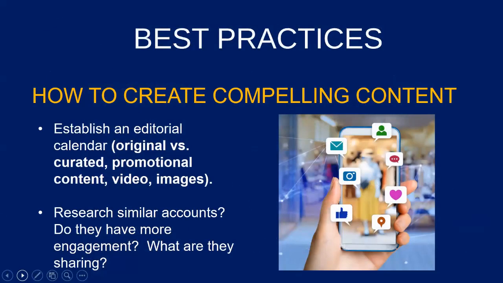So how do you actually create the compelling content, right? First, I can't really recommend this enough. Establish an editorial calendar. This is going to help you visually see if you're using original content versus curated. If you're using too much original content, then you say, okay, you know what? I need to start sharing. What's promotional content? If it's all about events, you know, you need to go back and share some partner content. It allows you, again, to visually see what's coming up.